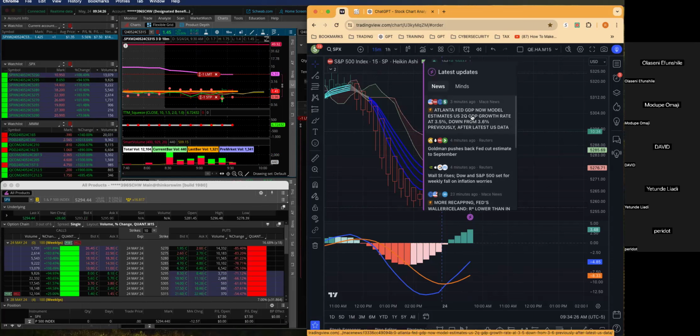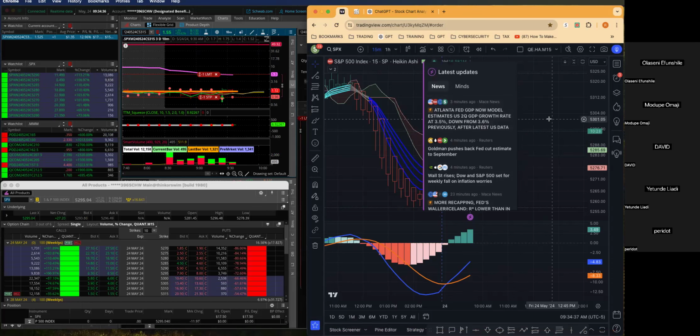Fed GDP now model estimates US down. Growth rate right down yesterday after the test US data. Normal pushes.